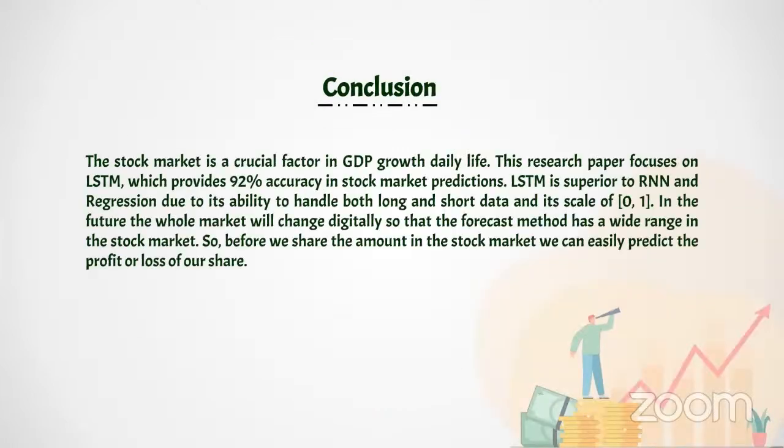Conclusion. The stock market is a crucial factor in GDP growth and daily life. This research paper focuses on LSTM, which provides 92% accuracy in stock market prediction. LSTM is superior to RNN and regression due to its ability to handle both long and short data and its scale of 0-1. In the future, the whole market will change digitally, so the forecast method has a wide range in the stock market.